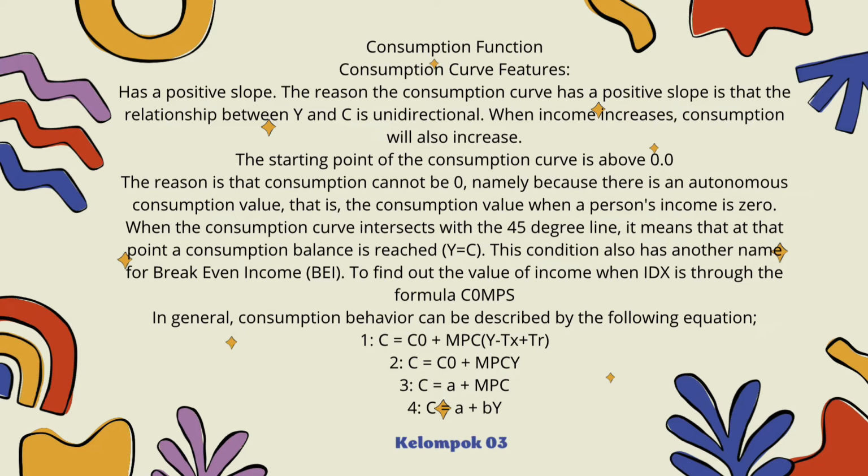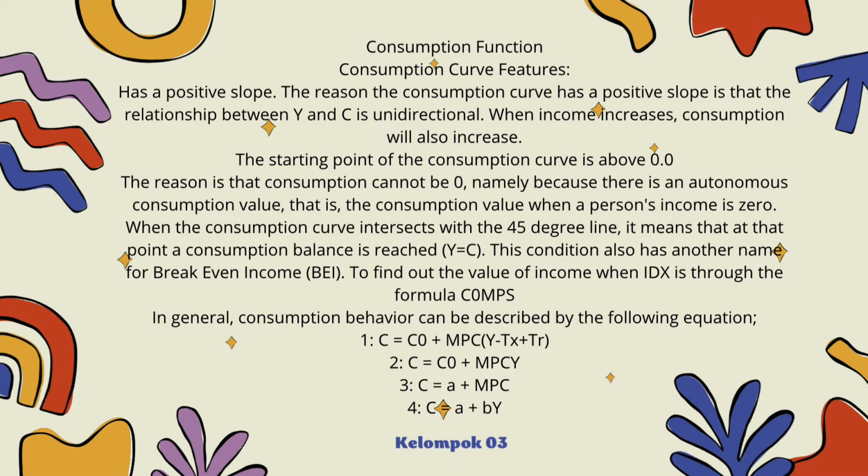When the consumption curve intersects with the 45 degree line, it means that at that point a consumption balance is reached, Y equals C. This condition also has another name, break-even income or BEP. To find out the value of income when break-even is reached, the formula is C0 over MPS.